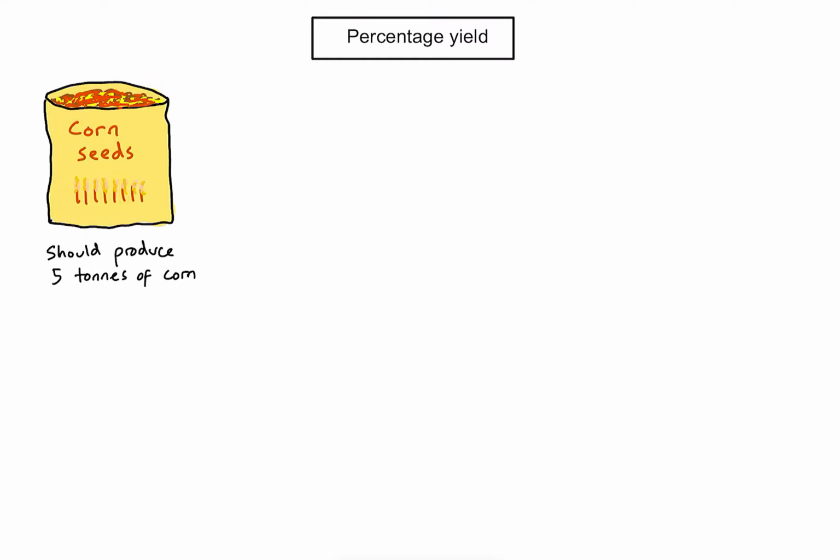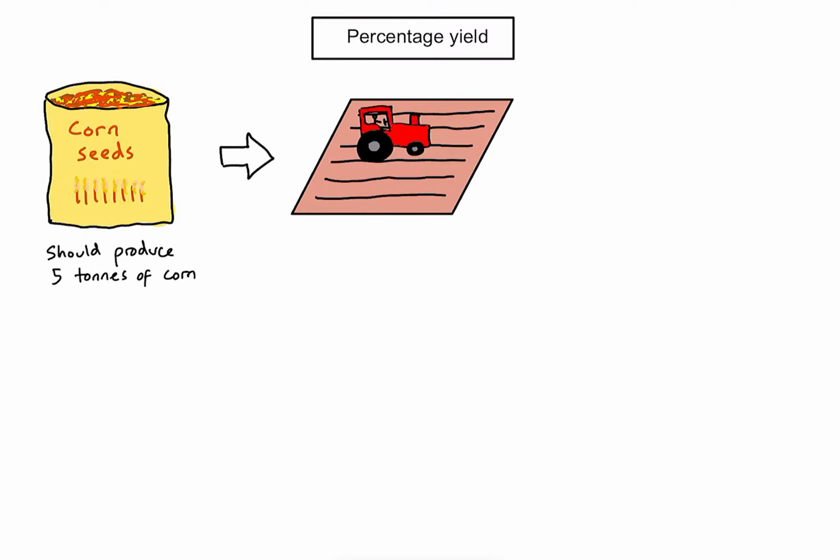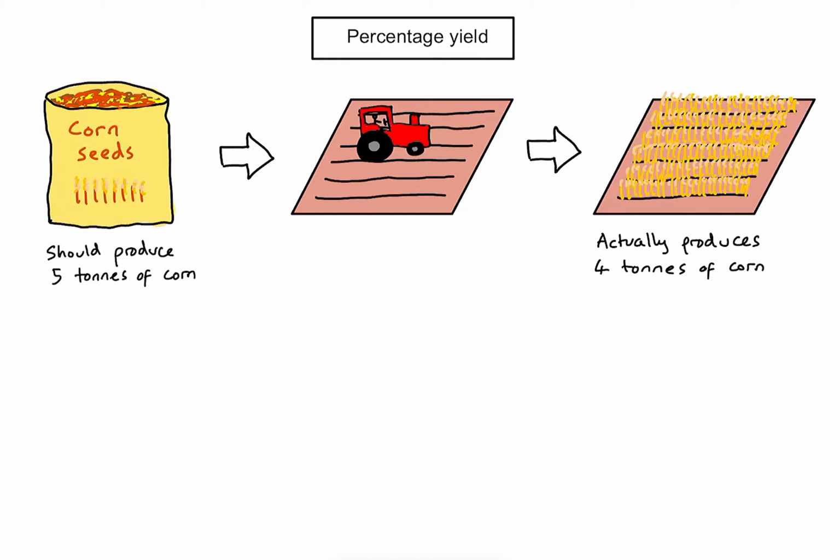So as a farmer, I go out to my field, I sow my seeds and I leave it for the season, whatever, and at the end of that process I find when I harvest my corn that I've actually only produced 4 tons, which is not quite as much as I was expecting to. So in order to work out what percentage of corn I produced in comparison to what I was expecting to produce, we can calculate something called percentage yield.